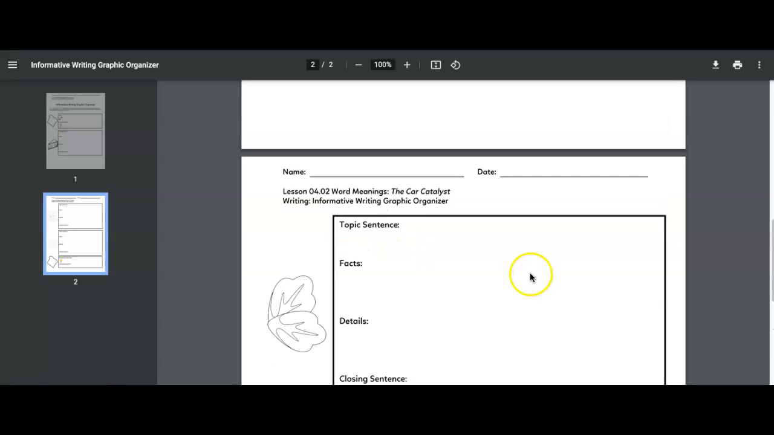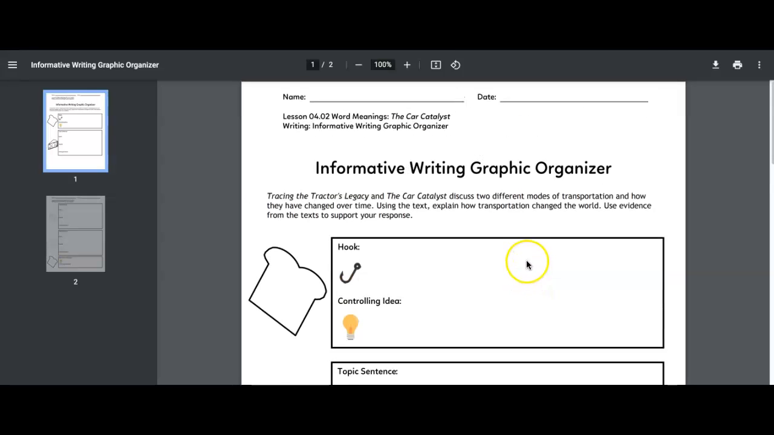So if you have any questions about pulling back to those texts, please feel free to join me on that Zoom call on Tuesday. This will be the piece that you'll be working on throughout this module, and this week you start with the graphic organizer. Like I said, if you need any help, please reach out.